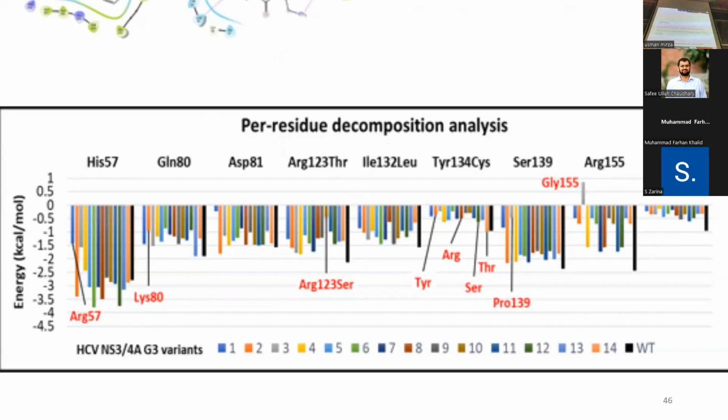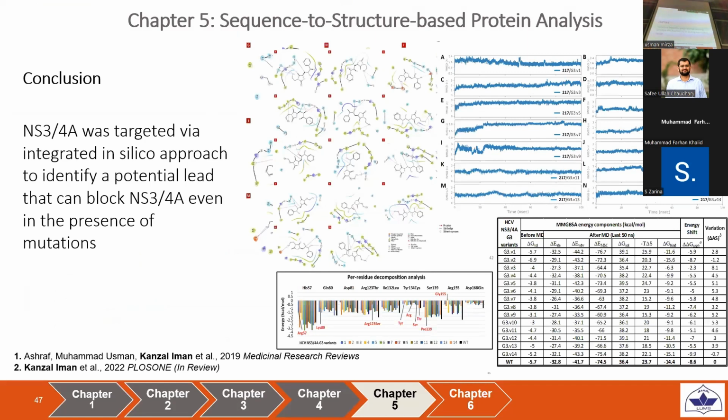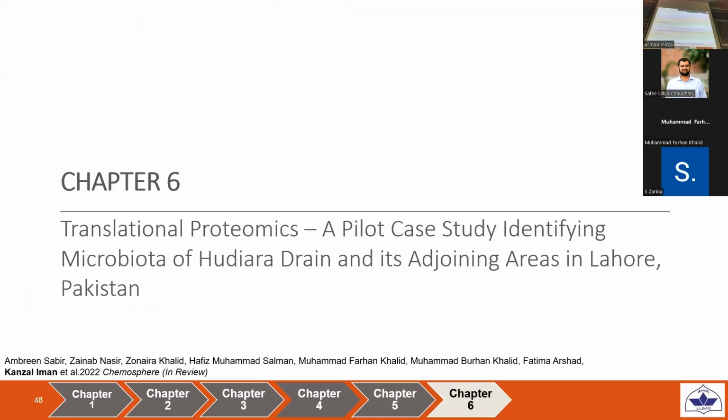So did you identify 18 variants? 14. 14 mutations and 14 variants. So this library that you've seen, how big was that? Which library actually? Did you screen a library of compounds or did you just make pharmacophores? We made pharmacophores to screen the compound libraries, ZINC, PubChem, and the other available compound libraries.